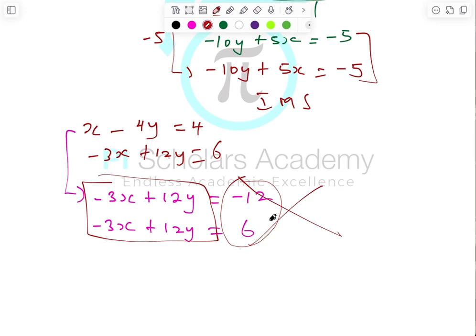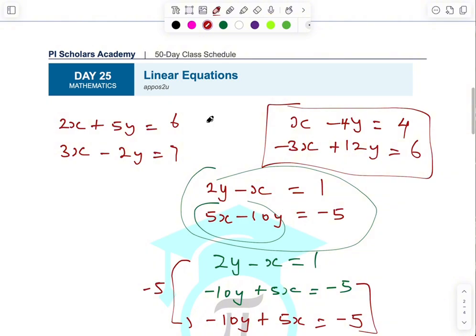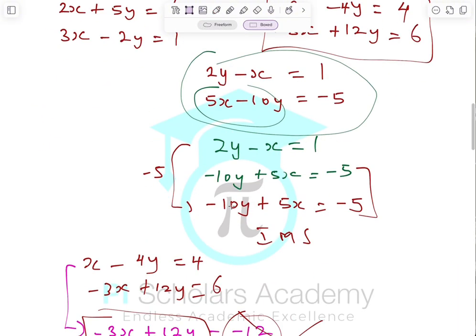You cannot have a set of two values, x and y, such that both of them will satisfy these two equations simultaneously. So therefore, this system is a system with no solution. And so that's that. Now, finally, this one, if you try to do it in the same way, let me just put it down here.